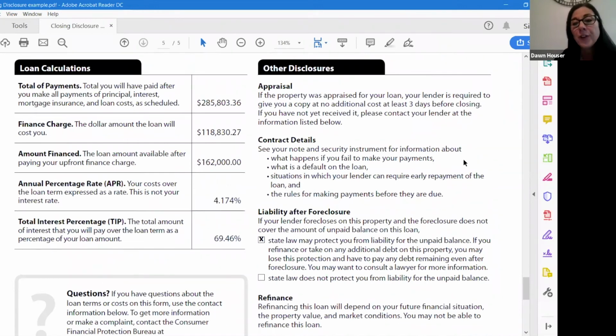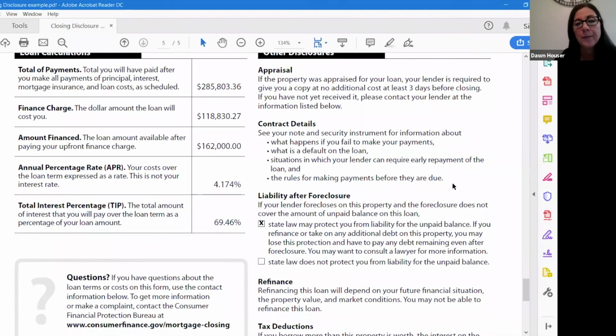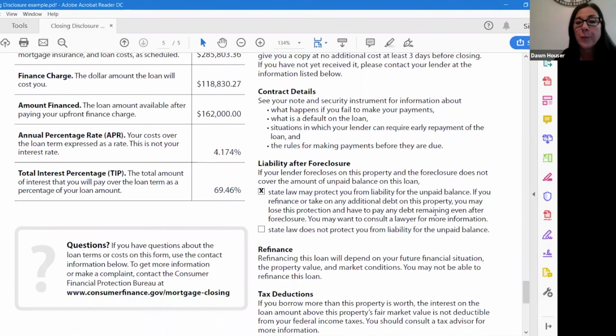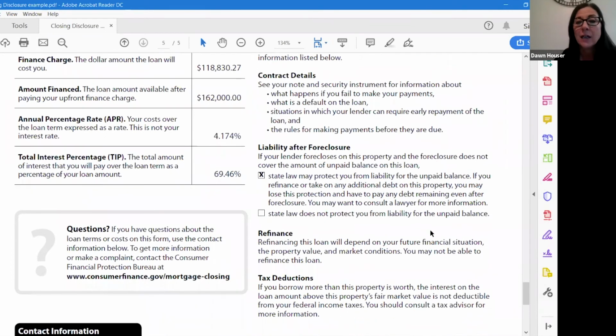What happens if you fail to make your payment? You could go into foreclosure. If your lender forecloses on this property and the foreclosure does not cover the amount of unpaid balance, you may or may not be liable for the difference. If they do it like in a fire sale, you may have some lawyer fees. So they're just letting you know that there may be some things that occur if you start going into foreclosure.